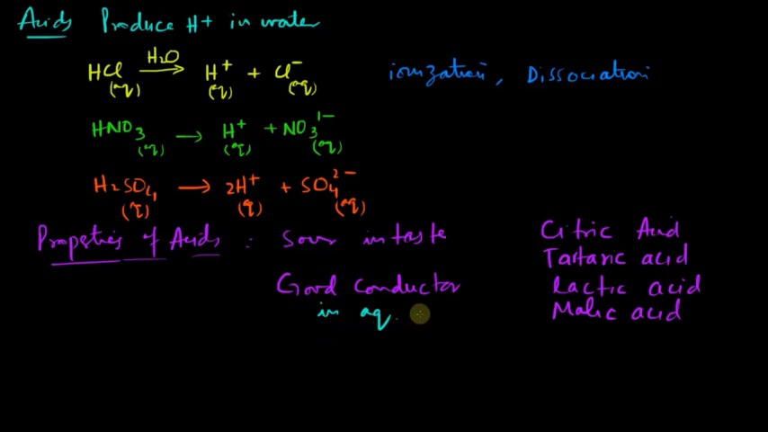So acids conduct electricity only in the aqueous state, because in the aqueous state they are converted to their ions. That means they contain freely moving ions. Freely moving ions are present in the acids in the aqueous state, so they can conduct electricity in this form. Otherwise, in the solid state or in the molten state, they are non-conductors because they don't have any ions present in those states. Now we have to see the reactions of acids.